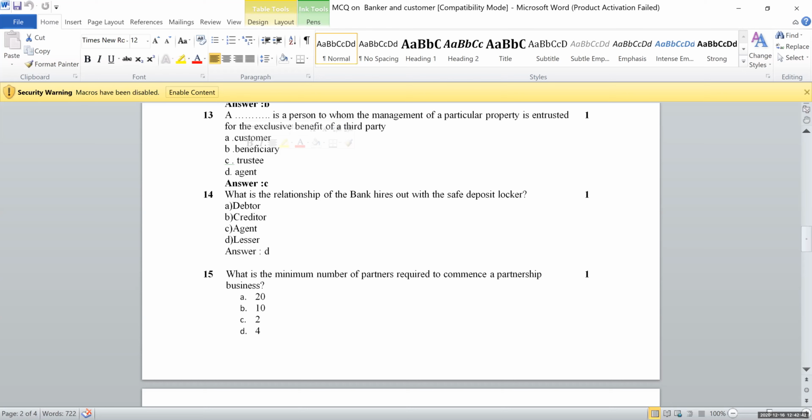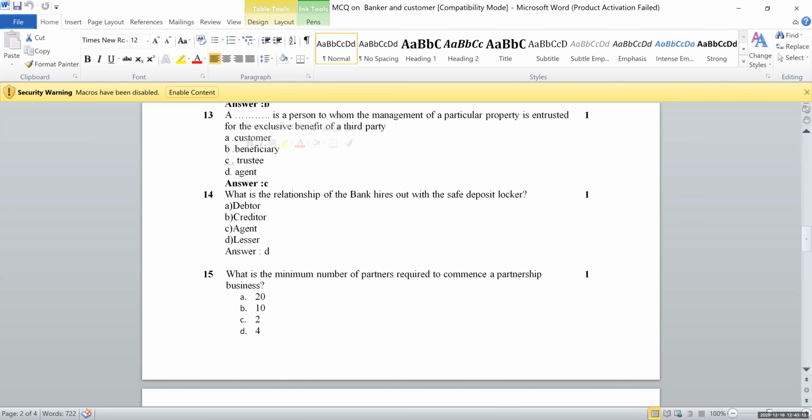Next, what is the relationship when a bank hires out a safe deposit locker? That is lessor. When a bank hires out a safe deposit locker, that is the lessor and lessee relationship. The bank is giving the safe deposit locker, so that is lessor.